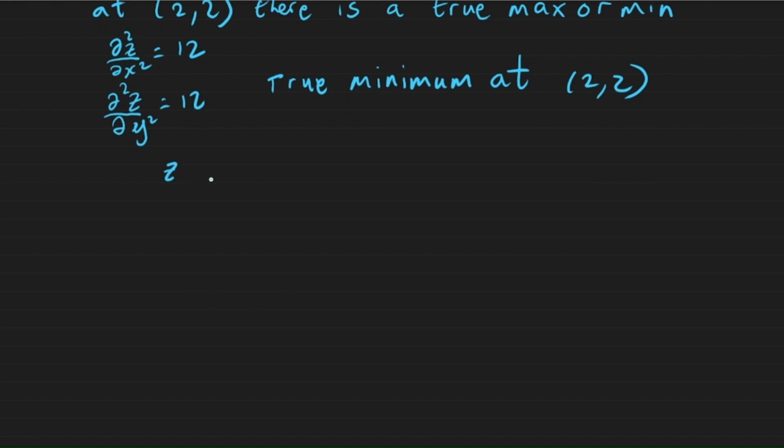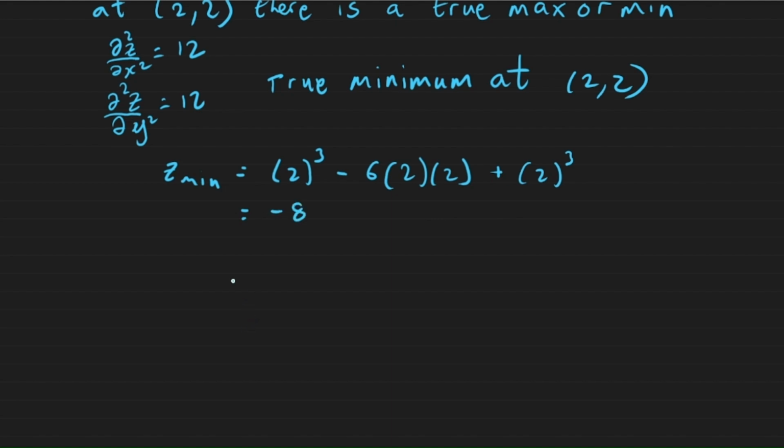So minimum value of z is equal to x cubed, so it's 2 cubed, minus 6xy, 6 times 2 times 2, minus y cubed, that's 2 cubed. 2 cubed is 8, 6 times 2 is 12, 12 times 2 is 24, 8 minus 24 is minus 16. Minus 16, sorry, this was a plus here. Minus 16 plus 8 is minus 8. So that is our minimum value of this function.